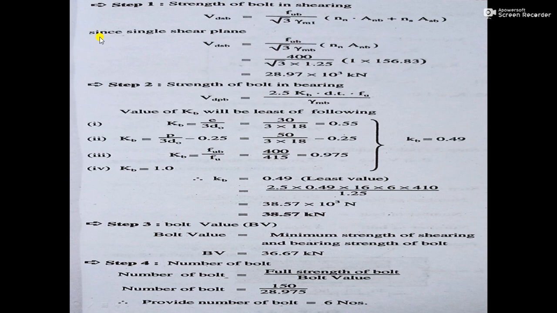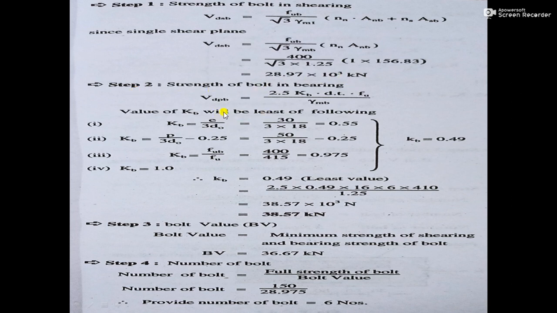From that you have to calculate, for a single shear plane, the strength of bolt in shearing, and that is equal to 28.97 kilonewton. Delete the 10⁻³; the answer is 28.97 kilonewton. Then in the second step you have to calculate the strength of bolt in bearing.